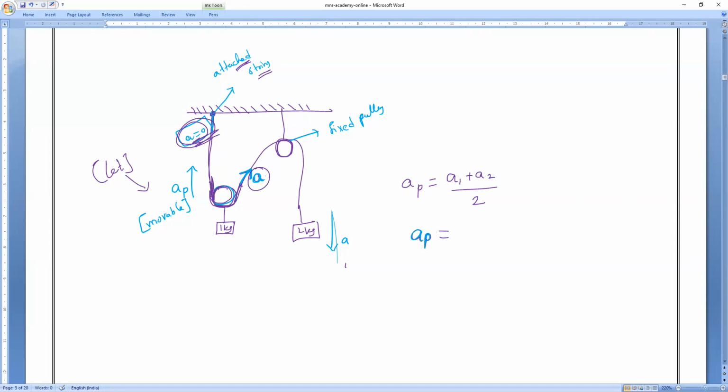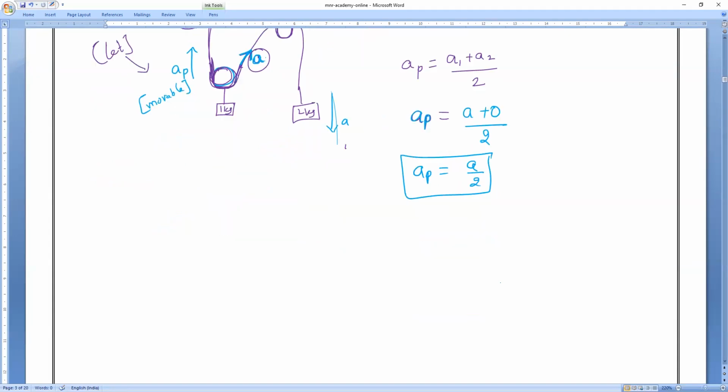This is A1, or this is A1, whatever you can take. So A1 is A plus A0 divided by 2. So what is the mobile pulley acceleration, everybody? A by 2. Clear? Understand, all of you?